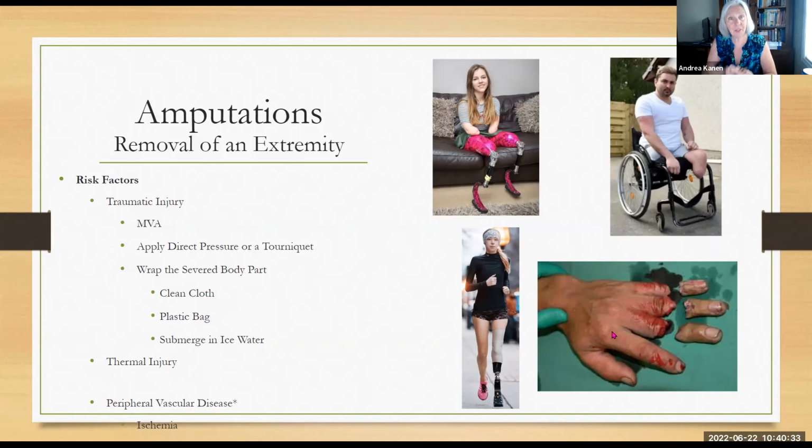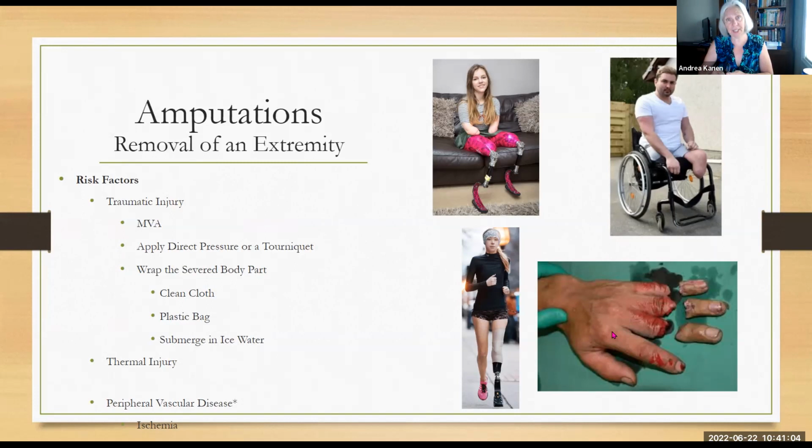Keep them clean so they don't get infected and keep them iced down, because hopefully they can get reattached. Now that doesn't always happen, but it can happen. And a lot of, you know, the planets have to align correctly for that to happen. They have to get somewhere very quickly. That may or may not happen, but always try to retrieve the digits and preserve them and bring them in.